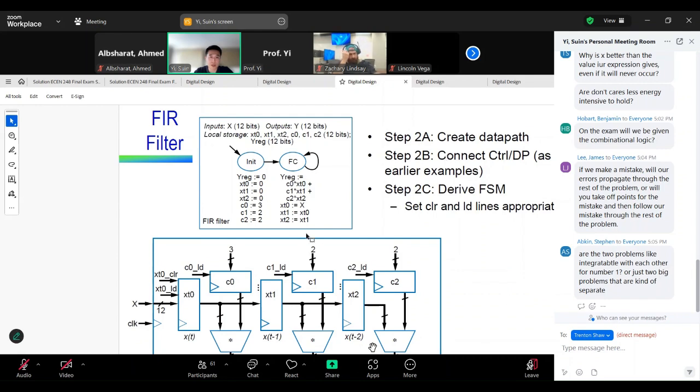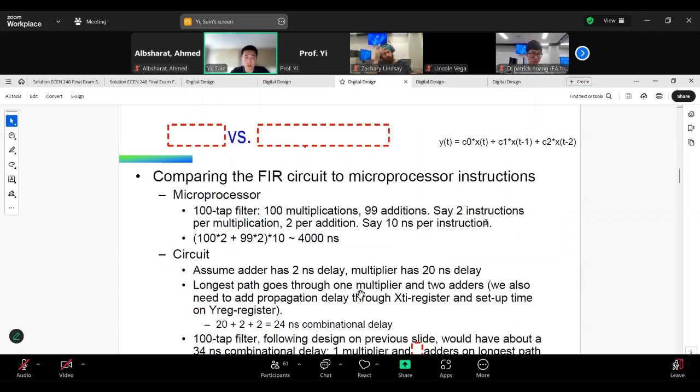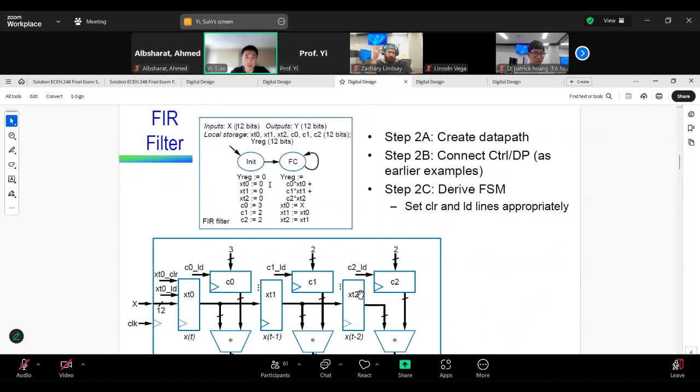this data path and controller, which is not given, right? So this is just HLSM. Still, this is HLSM. And the data path is given, but the FSM is not given. So this is something missing from the lecture notes, which you might want to practice.